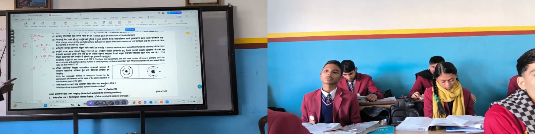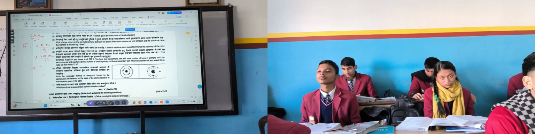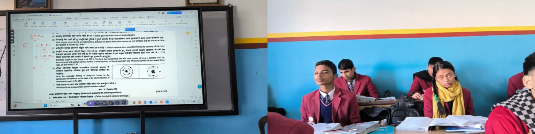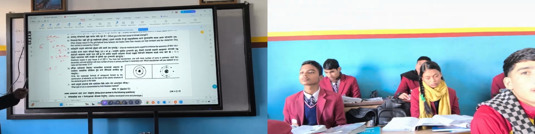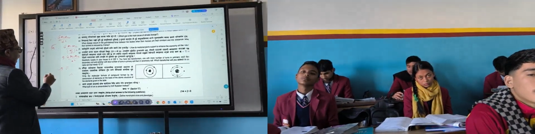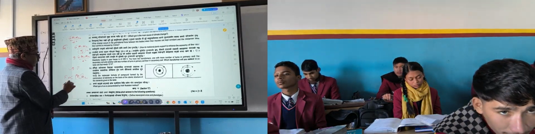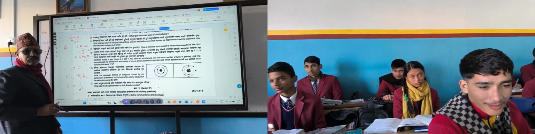So it increases how many times? 9 times. As the distance decreases, attraction force increases. As the distance increases, attraction force decreases. They are inversely proportional to each other. F is directly proportional to m1 m2. F is inversely proportional to 1 by d square. You have to keep this in mind.